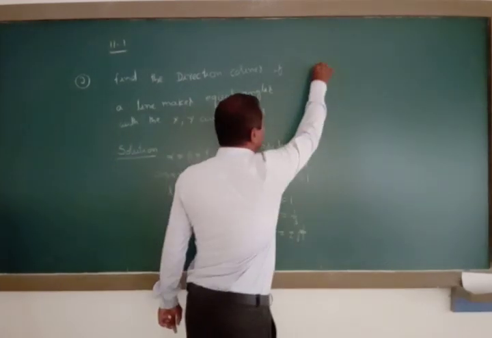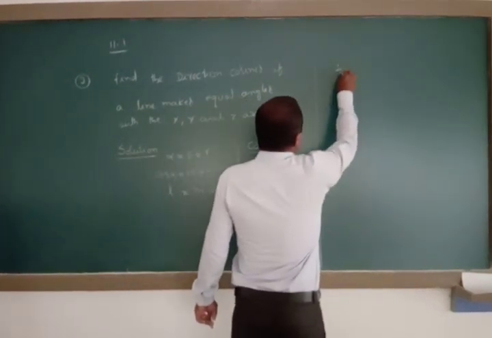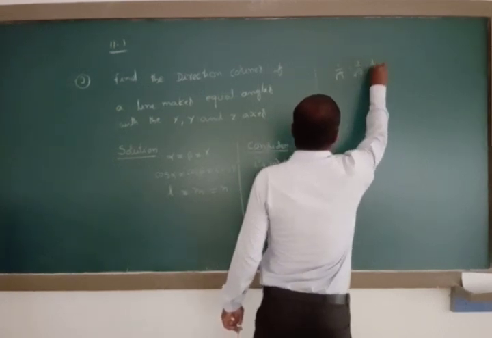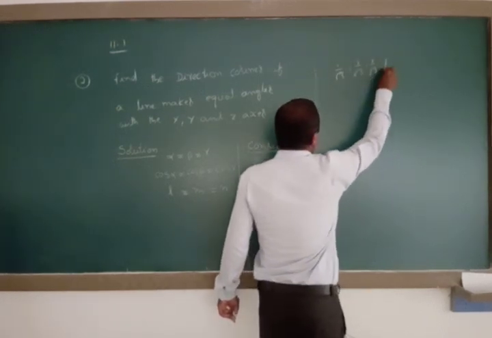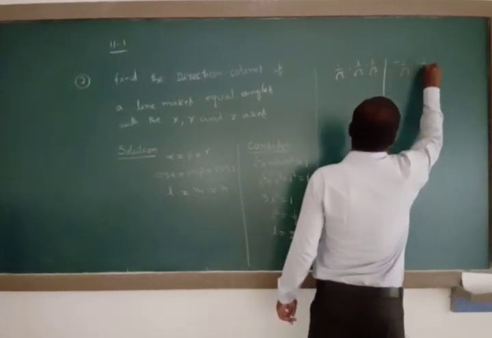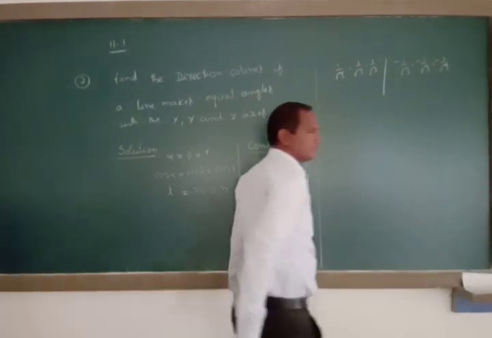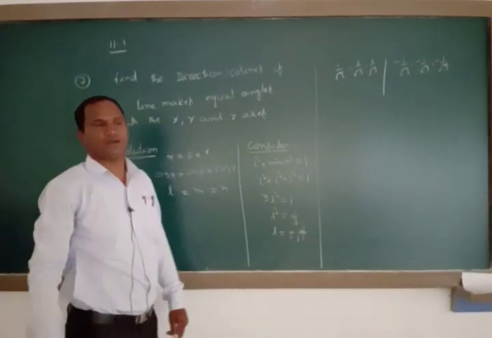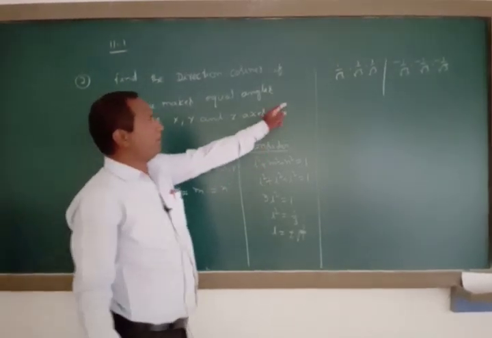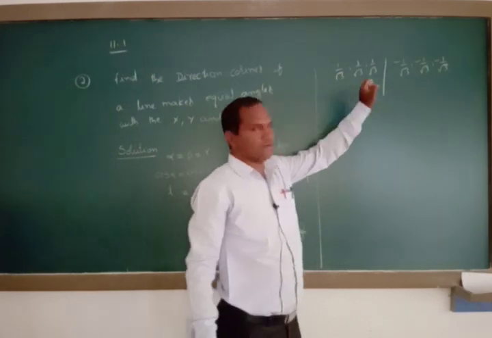One set is 1 by root 3, 1 by root 3, 1 by root 3. Another set is minus 1 by root 3, minus 1 by root 3, minus 1 by root 3. Like that we get different values: one is the positive direction values, another is the negative direction values.